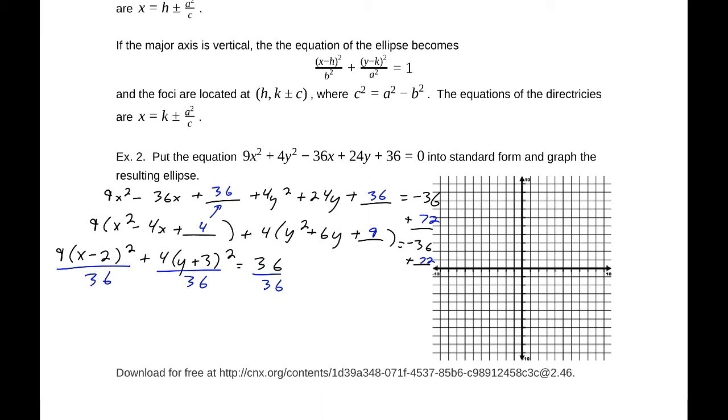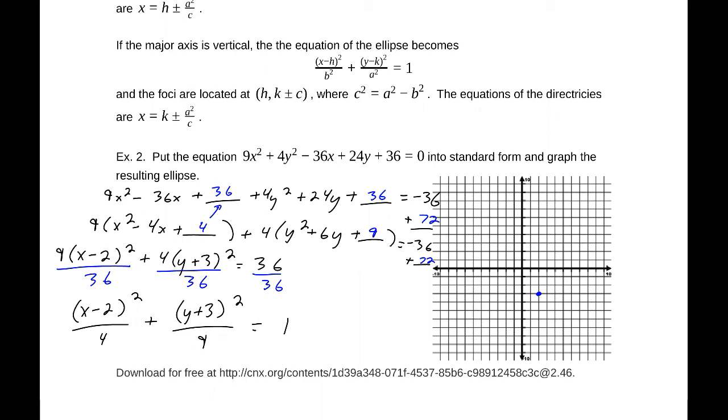So I have x minus 2 squared over 4 plus y plus 3 squared over 9 equals 1. All right, so this ellipse is centered at the point 2, negative 3. 2, negative 3.